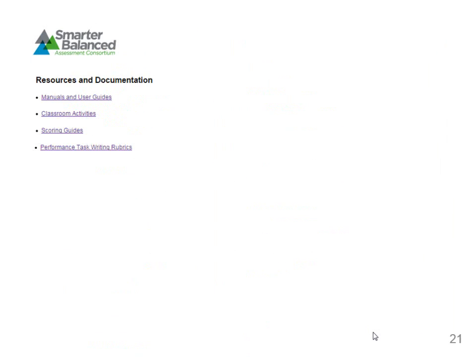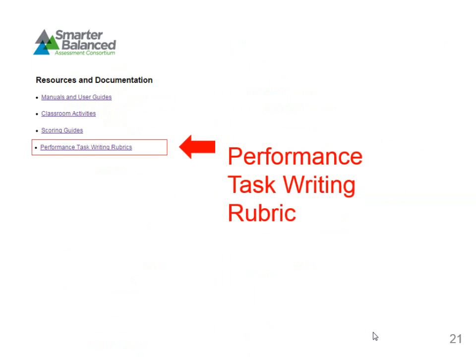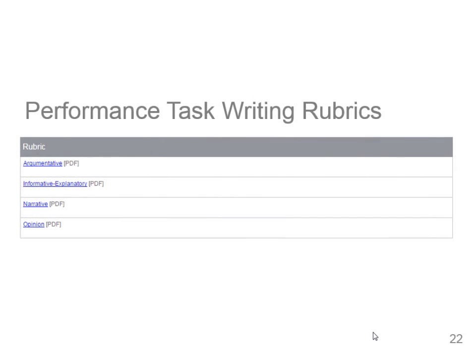On the overall menu of Resources and Documentation, the fourth is the Performance Task Writing Rubrics. These rubrics pertain to ELA. Note that opinion only pertains to grades 3 through 5, while argumentative pertains to grades 6 through 11.